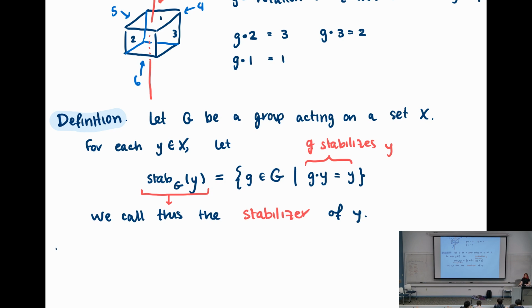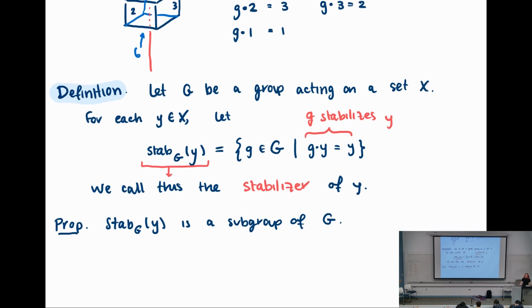Okay, so a proposition about the stabilizer. This is a subgroup of G, so Stab_G(Y) is a subgroup of G. So why is this true?